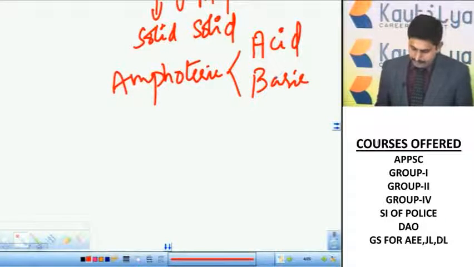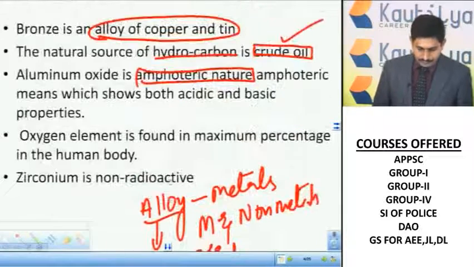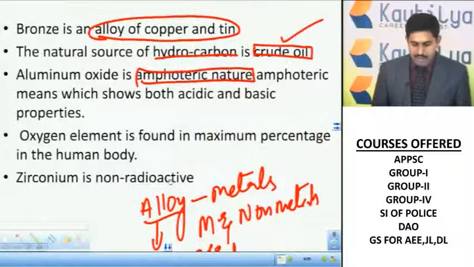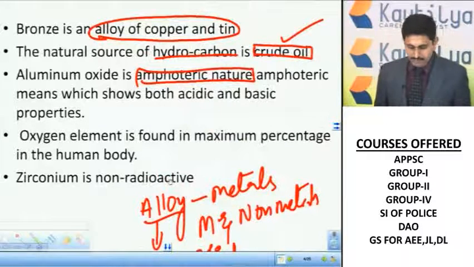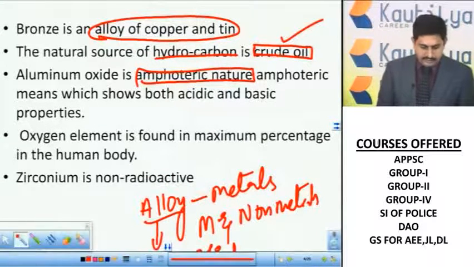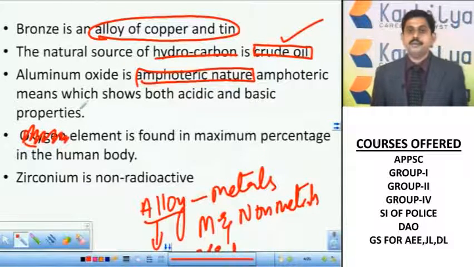Now, aluminum oxide is amphoteric in nature, that means it has both acidic and basic property. The maximum percentage of element present in the human body is oxygen. Oxygen is the element present in maximum quantity in the human body.